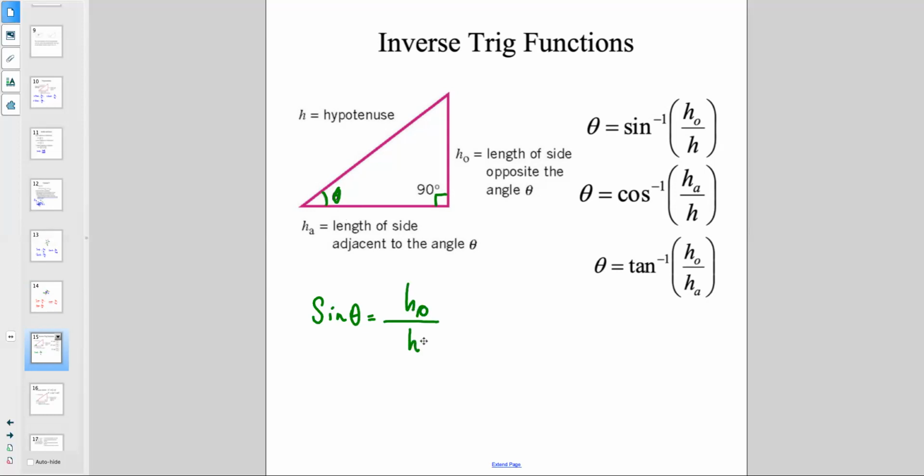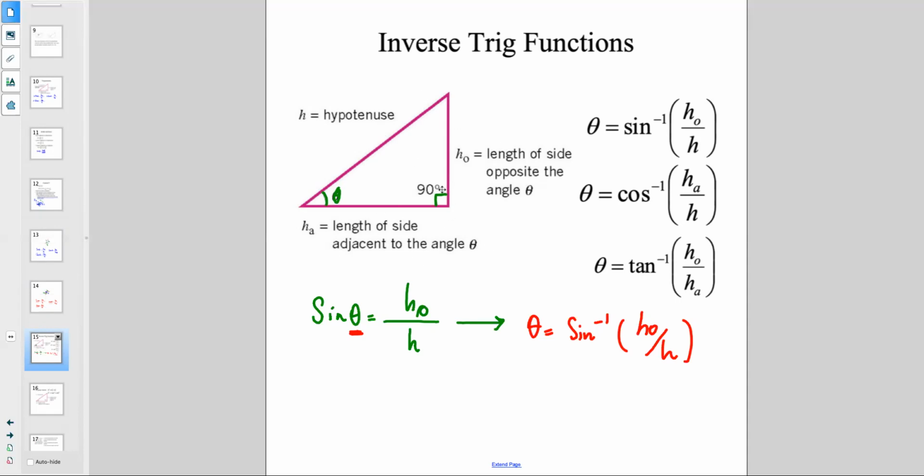And if I want to find theta, right there, this guy, theta is sine inverse of HO over H. All right, so that is the way that you can find theta that you're looking for. A lot of times we're asking for that, in fact. We will give you the information of HO, we'll give you the information of HA, just like what you had here.